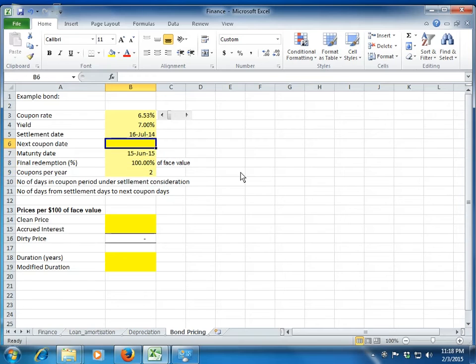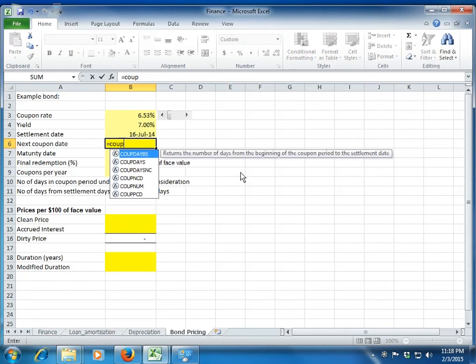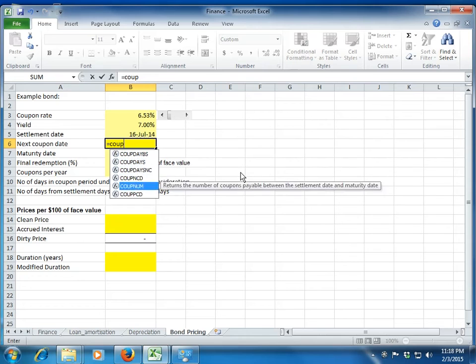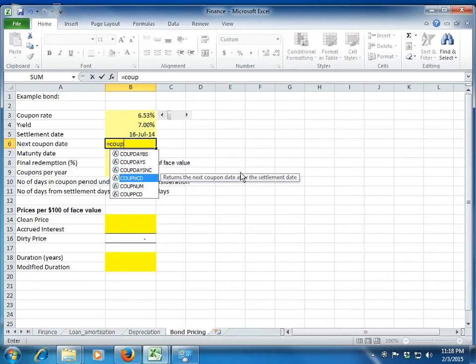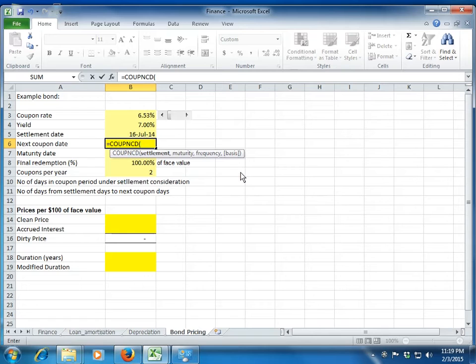Now let me show you the various formulas which exist with respect to bond pricing. First is your next coupon date. Okay, sorry, I didn't give the equal to. So you see there are various formulas available for coupon days. For coupons, I use COUPNCD. COUP stands for the formula related to the coupon, and NCD stands for next coupon date. So I use this formula, and Excel is asking me for various arguments which are already existing here.